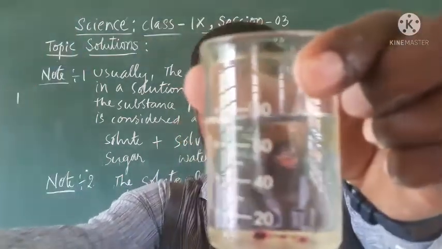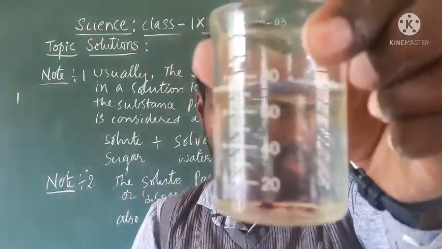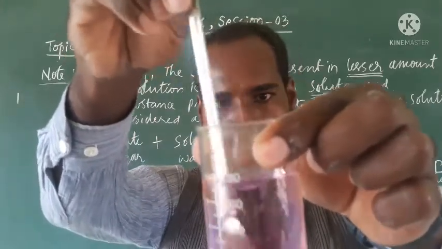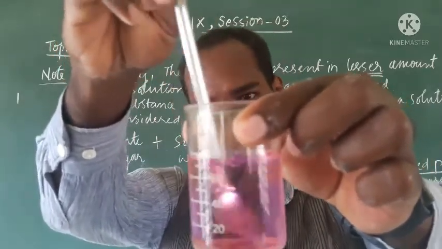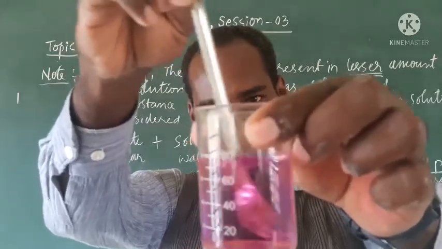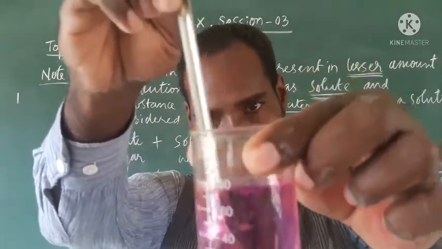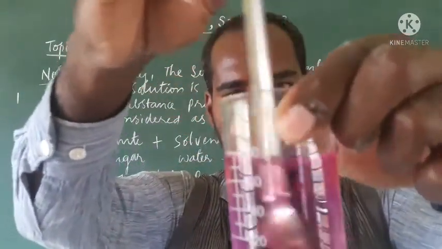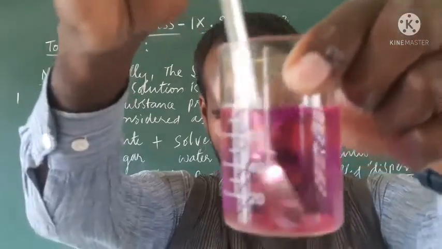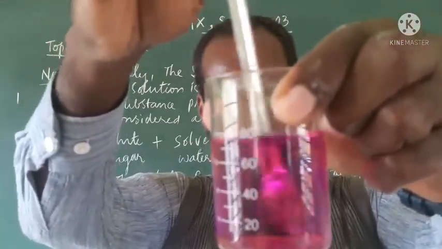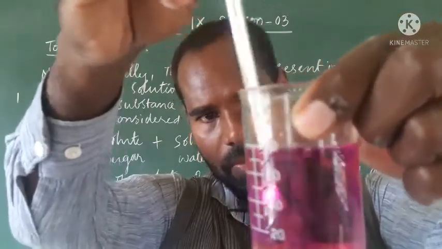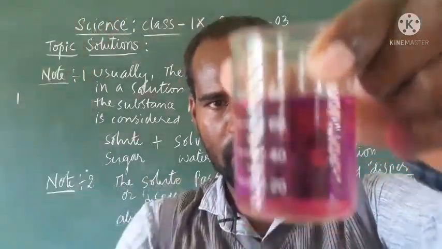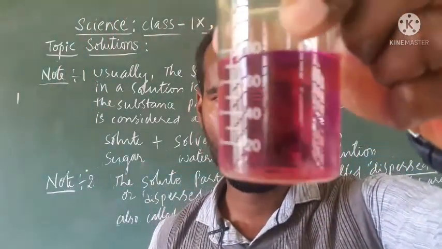See, potassium permanganate crystal I have added in the water, and it is dissolving now. It dissolves fast and turns the whole water pink. See children, as you can see here, I am dissolving a solute, that is, potassium permanganate crystal, in the beaker containing around 70 ml of water. Potassium permanganate solution has been prepared now.